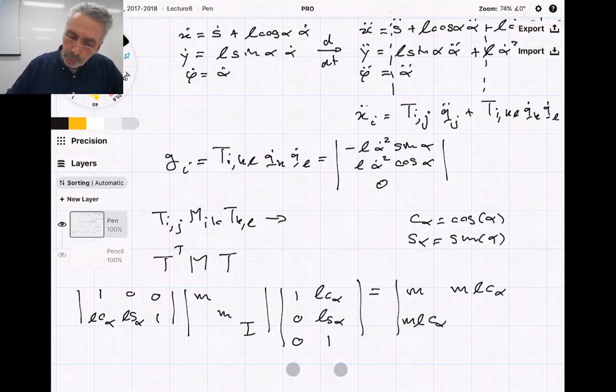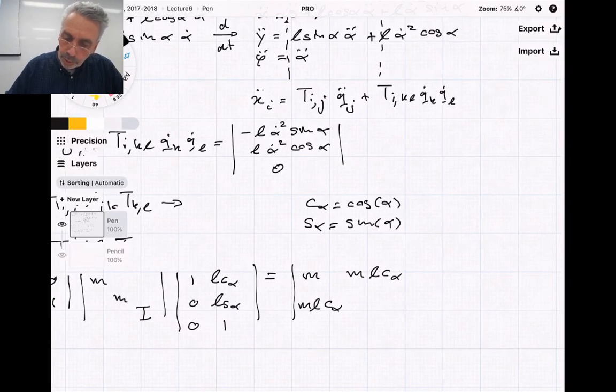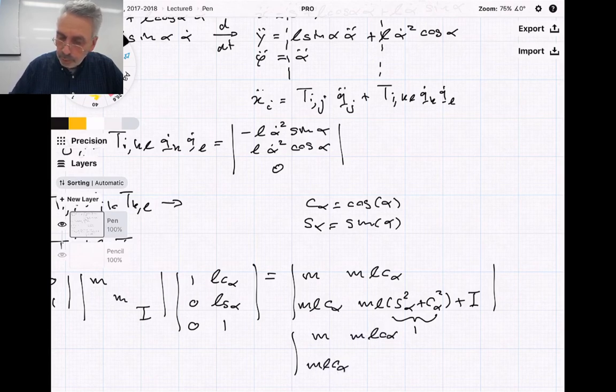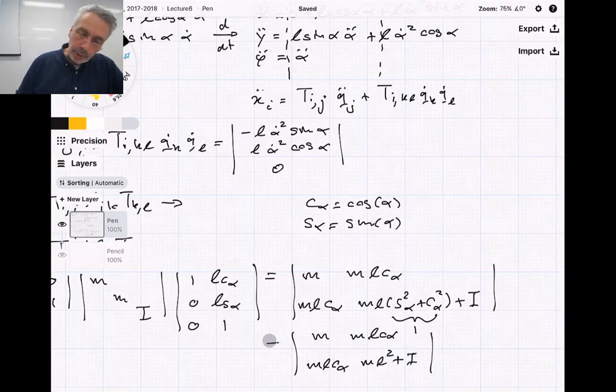So maybe I need a little bit more space. So that's m, L sine squared, plus cosine squared, plus I. Well, of course, everybody knows exactly that this is 1. So finally, we come to the conclusion that this mass matrix is M, ML cosine alpha, ML cosine alpha, ML squared plus I. So that is our transformed mass matrix, or our M bar.